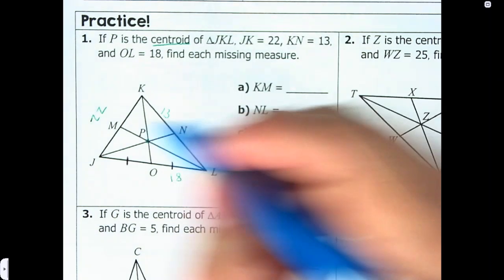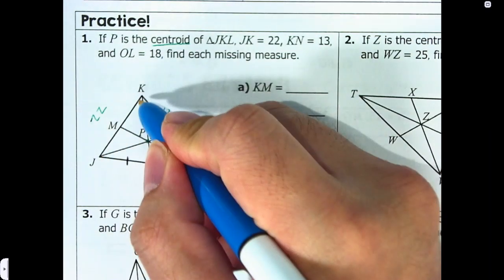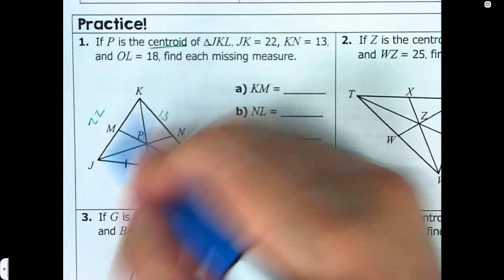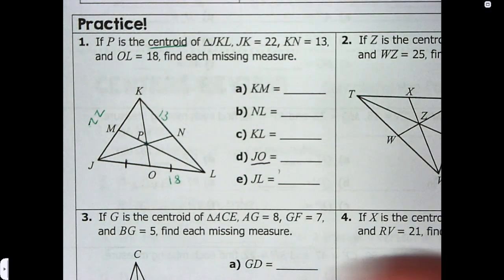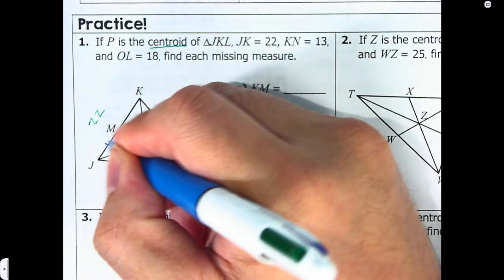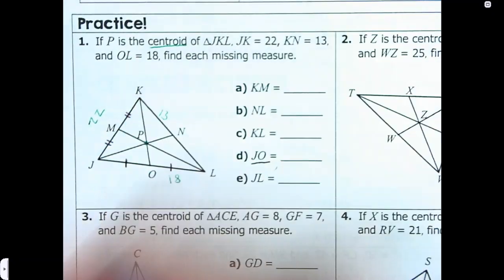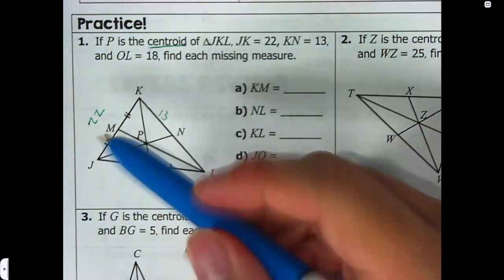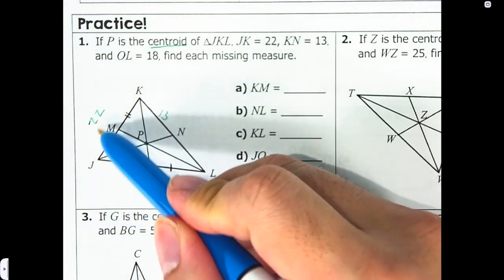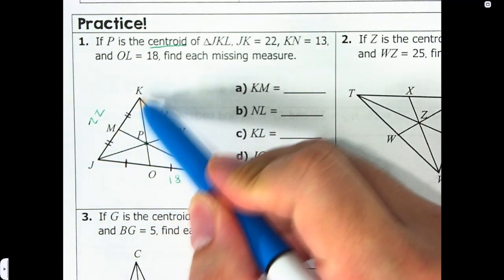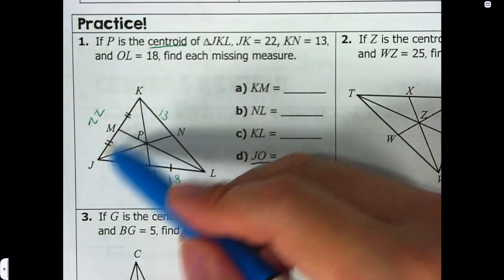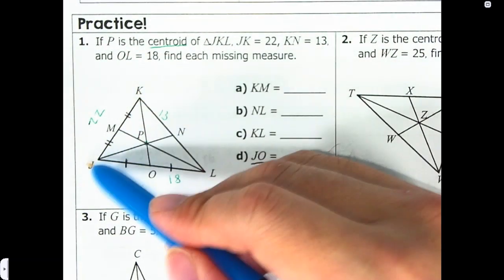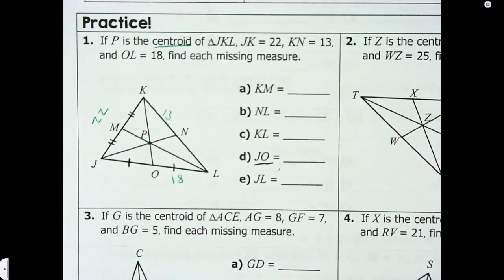We also know that the midpoint of JK would be M, as it is the intersection from the median. JM and MK are going to be the same. So if we know that JK is 22 and JM and MK are the same, we can find out what each of them will be. What two of the same number when added together give you 22? What number multiplied by 2 gives you 22?